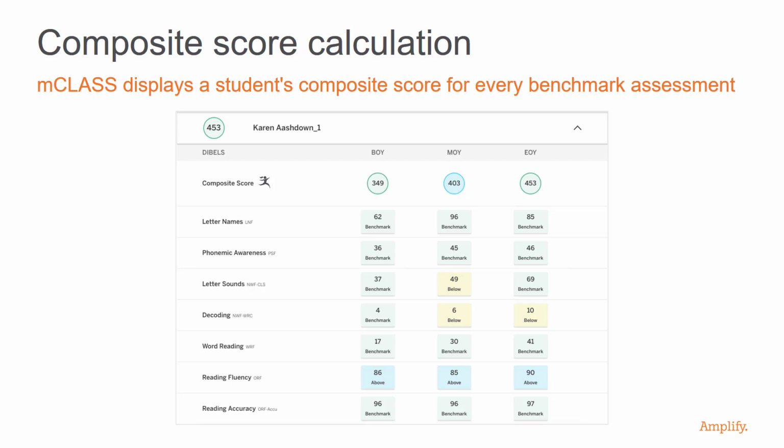Here, Ms. Jacobs can see that Karen received a 349 at the beginning of year, a 403 at the middle of year, and a 453 at the end of the year. She can also see how Karen performed on each measure for every benchmark assessment.